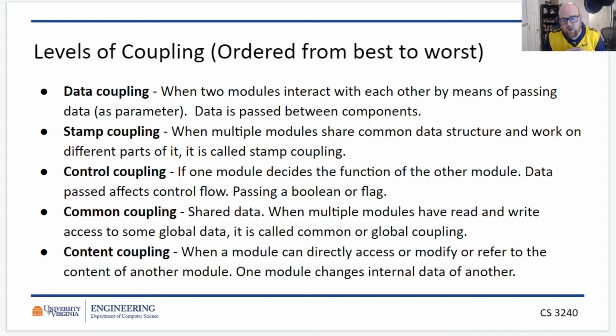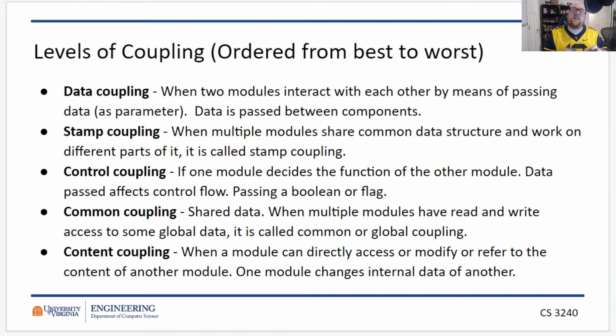Common coupling is when, like stamp coupling, you're sharing a single data structure, or maybe it's some shared global data, and you're directly modifying it. And this is specifically global. So this data exists, both modules have access to this global data, but it's not possessed by either module. That's bad. That's called common coupling.